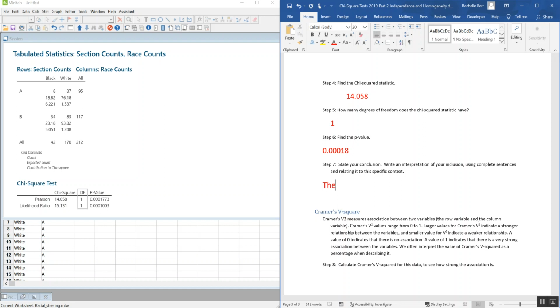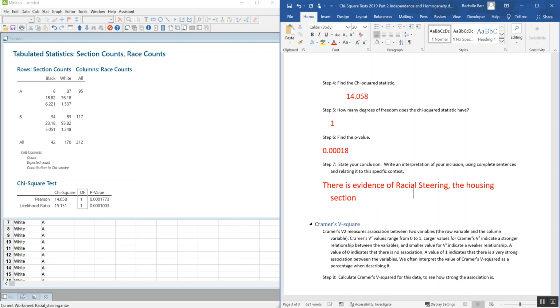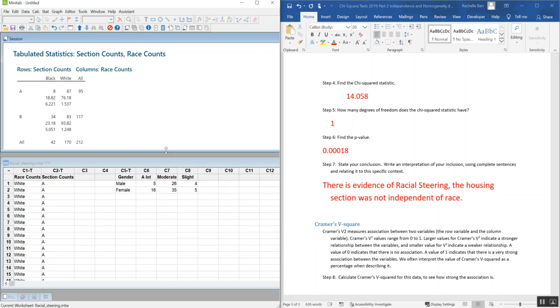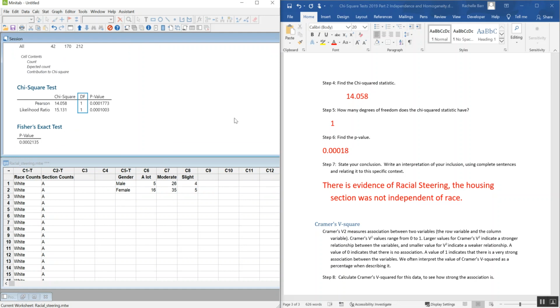Okay, so here we go. What do I want to say for this? There is evidence of racial steering. Steering, the housing section was not independent of race. So there you go. Which is exactly why there was a lawsuit and why this data exists, which is kind of interesting. Not that racism is interesting, but that you're able to figure out this much from just the data.